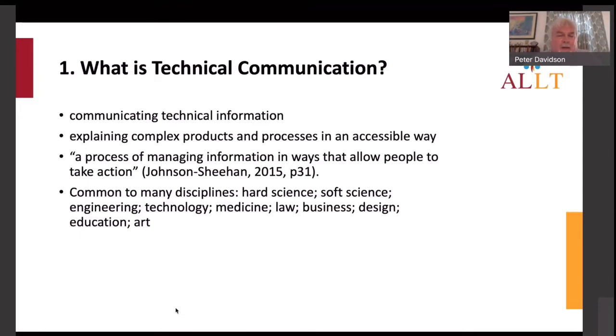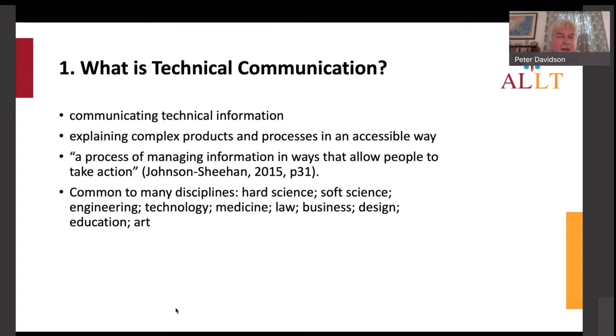Technical communication is very different from teaching general English or academic English or general English for academic purposes. It's all about communicating technical information. I like this explanation here: it's about explaining complex products or processes in an accessible way. So technical communication needs to be accessible so that people can understand it easily.